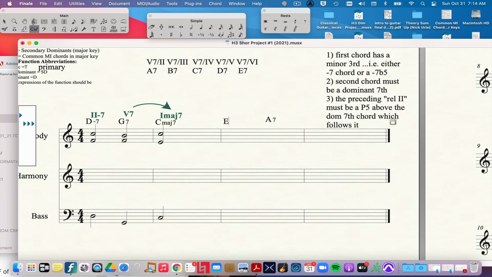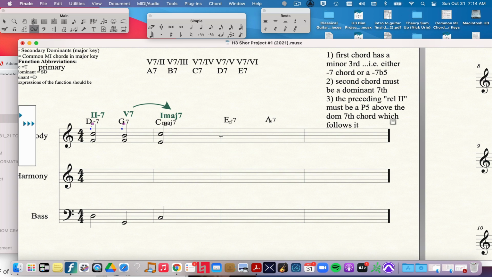If it's an E minor 7, it is a related two. It's in a related two relationship with the A7. It's not the actual 2 chord of the key we're in, the key of C, but it is emulating this relationship right here. Chord quality is the same. Interval distance from the dominant chord is the same. It's an emulation, so it's called a related two relationship.